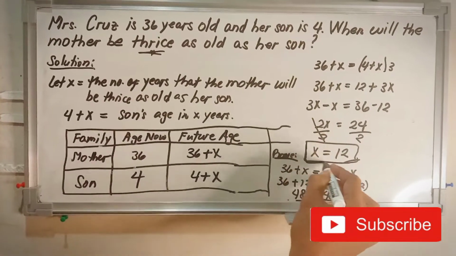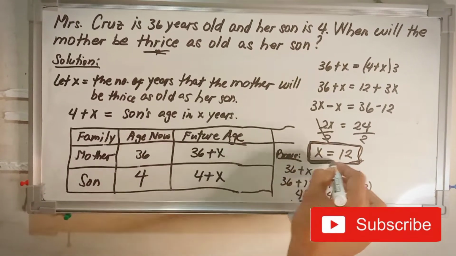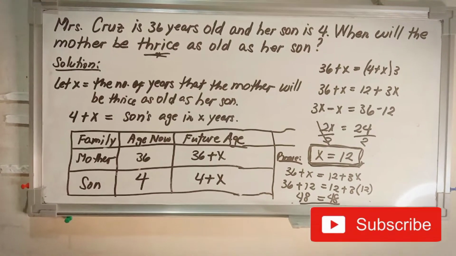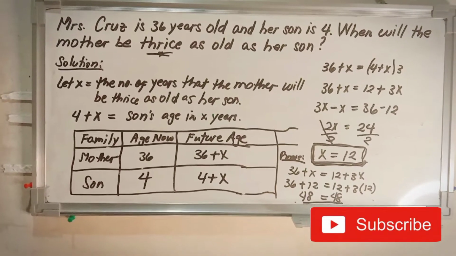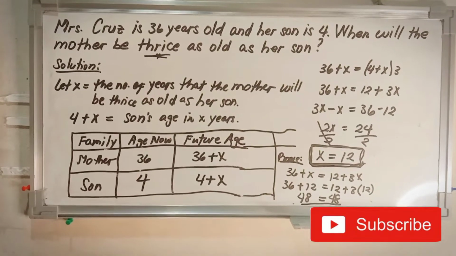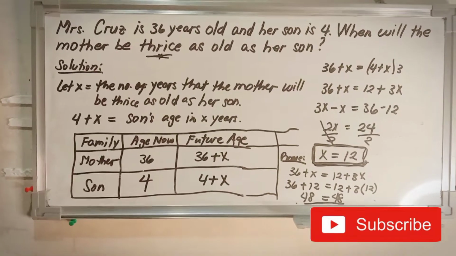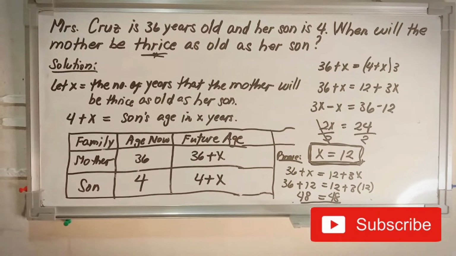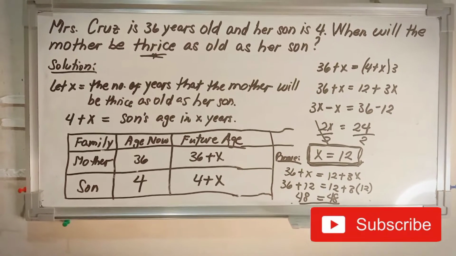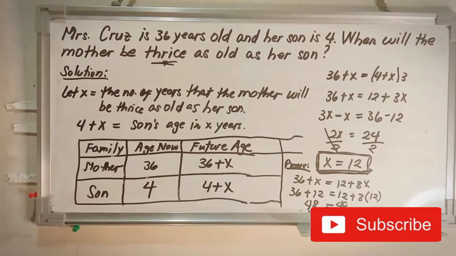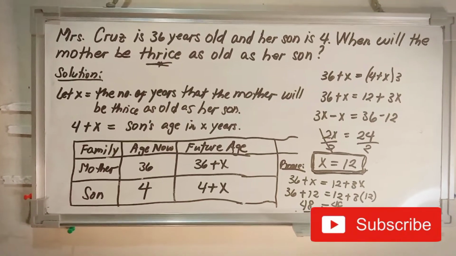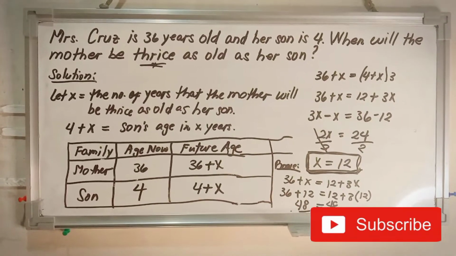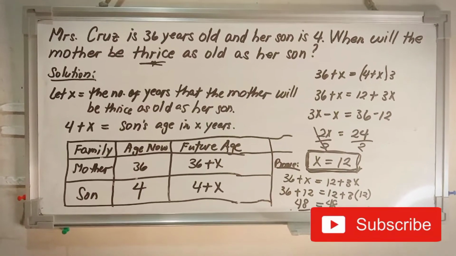This one, guys. Now any questions? If you have some doubt, please put your comment below the video. Otherwise, if you understand the problem, then it's better, so we can proceed further. I hope some students understand this simple problem regarding age problem using linear equation in one variable.